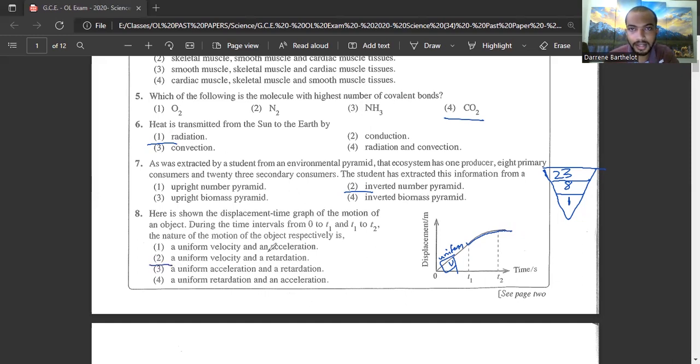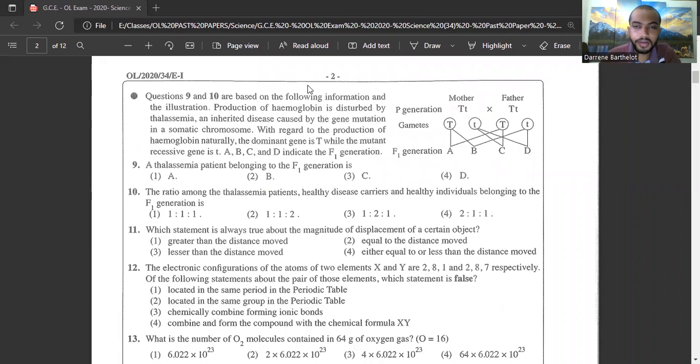Retardation means deceleration. Question number 9. They have given information and an illustration. Production of hemoglobin is disturbed by thalassemia, an inherited disease caused by the gene mutation in a somatic chromosome. With regard to the production of hemoglobin naturally, the dominant gene is capital T, while the mutant gene is simple t. A, B, C, D indicate the F1 generation.